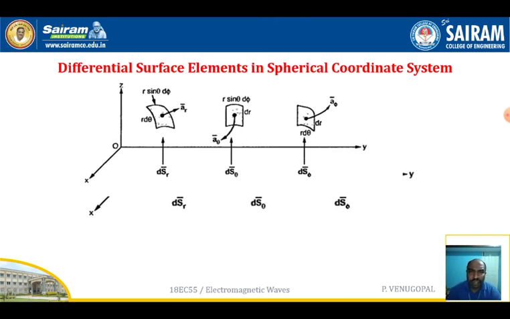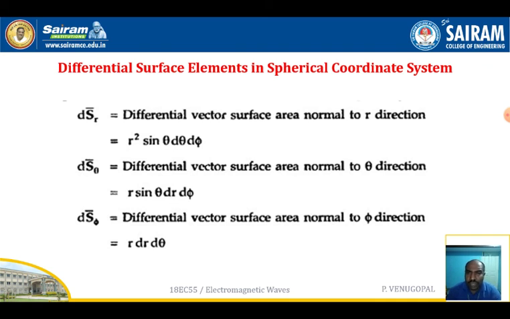So what are the differential surface elements in the spherical coordinate system? That is ds_r, ds_theta and ds_phi. ds_r is obtained by keeping dr constant, ds_theta is obtained by keeping r d theta constant, and ds_phi is obtained by keeping r sin theta d phi constant. Therefore ds_r can be written as r sin theta d phi into r d theta into a_r, nothing but r square sin theta d theta d phi. So ds_r is equal to r square sin theta d theta d phi. Similarly, ds_theta is equal to r sin theta dr d phi. Similarly, ds_phi is r dr d theta.